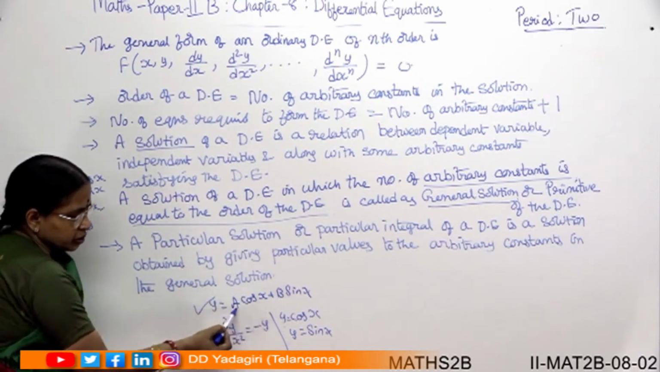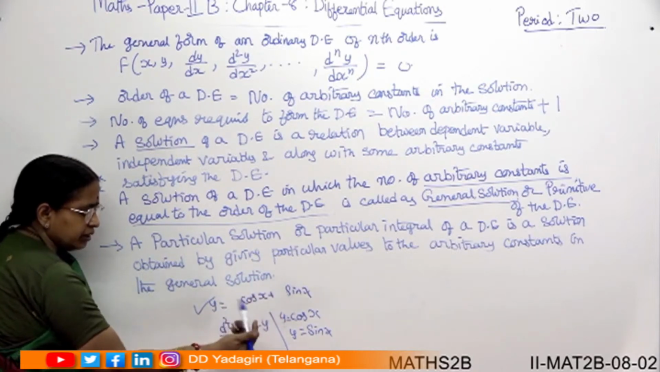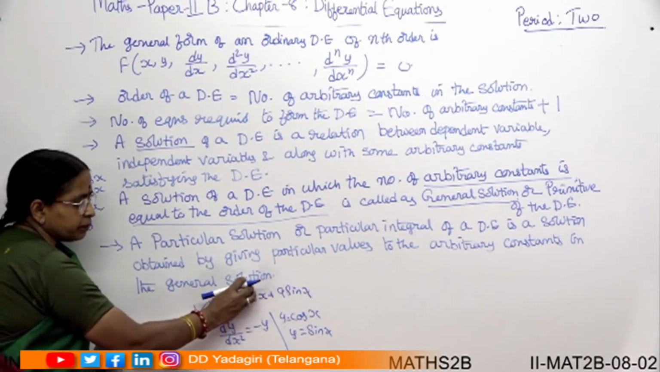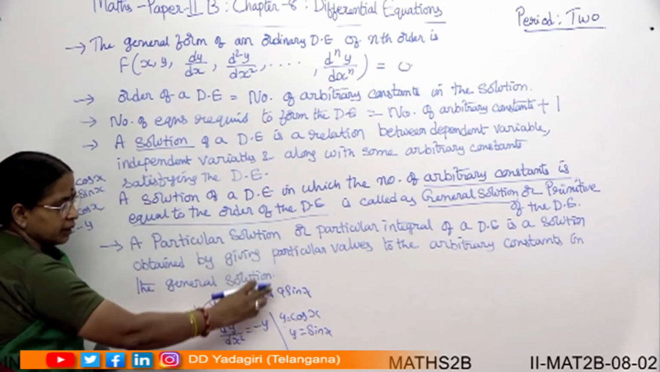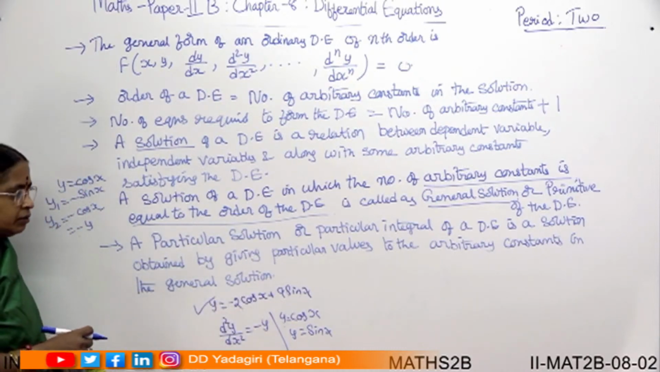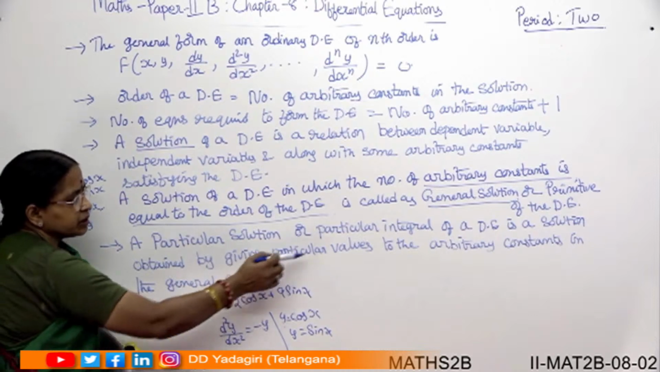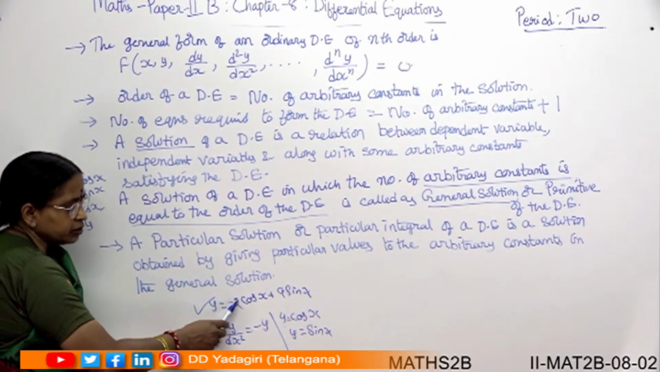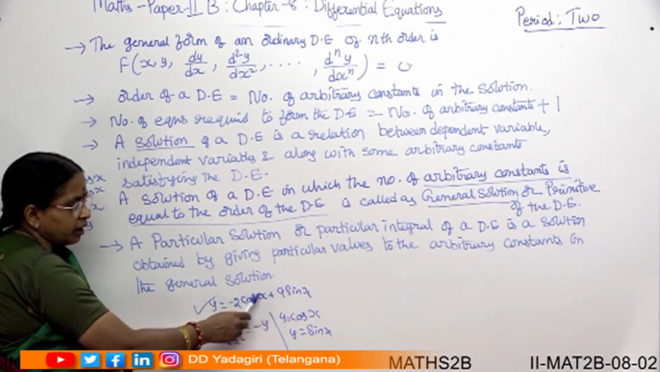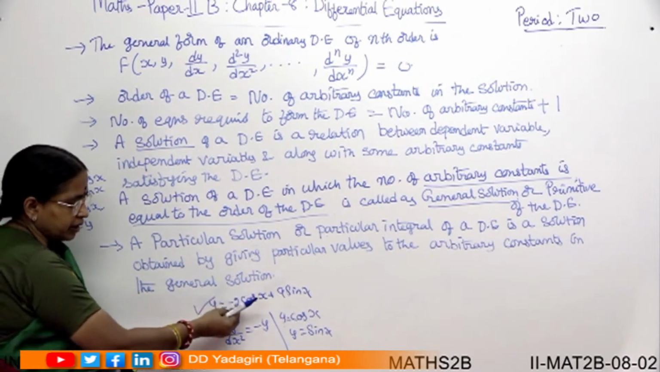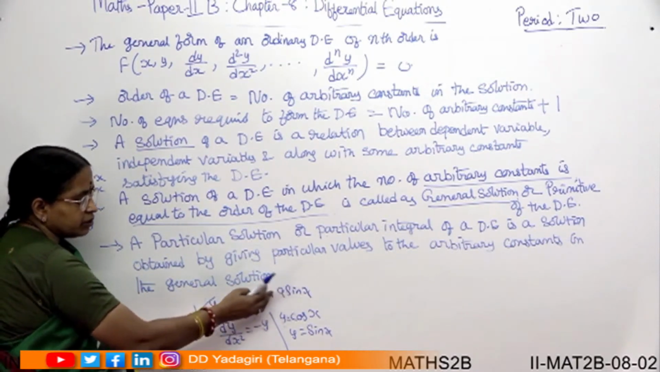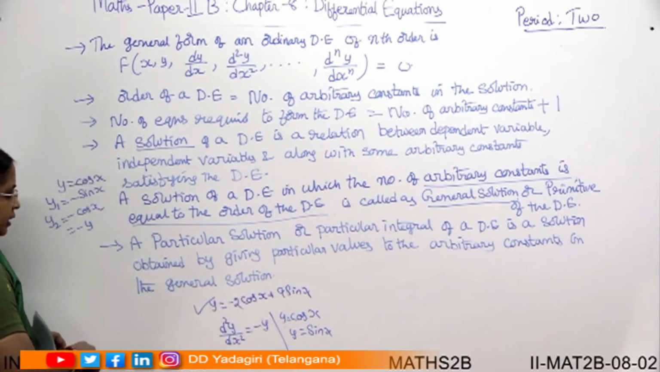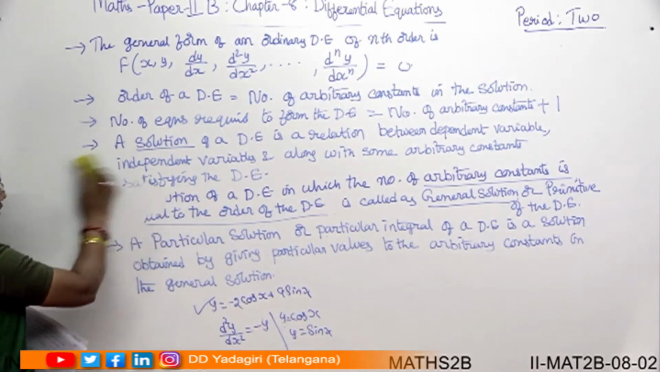Now for this general solution, if I give particular values, any values, minus 2, plus 9, any numbers, that becomes a particular solution or particular integral. We use that word also, but in this chapter we won't be using particular integral. We use particular solution, the solution where you give particular values, some numbers, integral values or any real values, to the arbitrary constants. That becomes the particular solution of that differential equation.